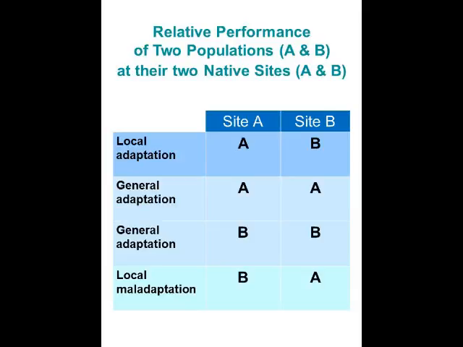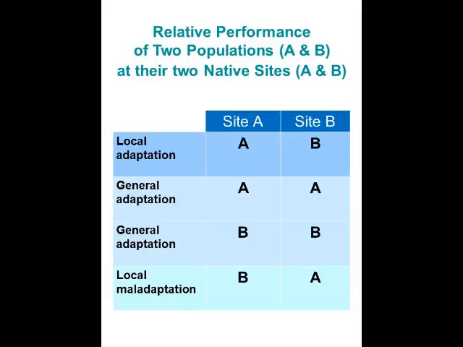What we call local adaptation is when population A performs best or better than B at site A, and population B performs better than A at site B. You see, each local is best adapted at its home site. That's the idea behind local adaptation.